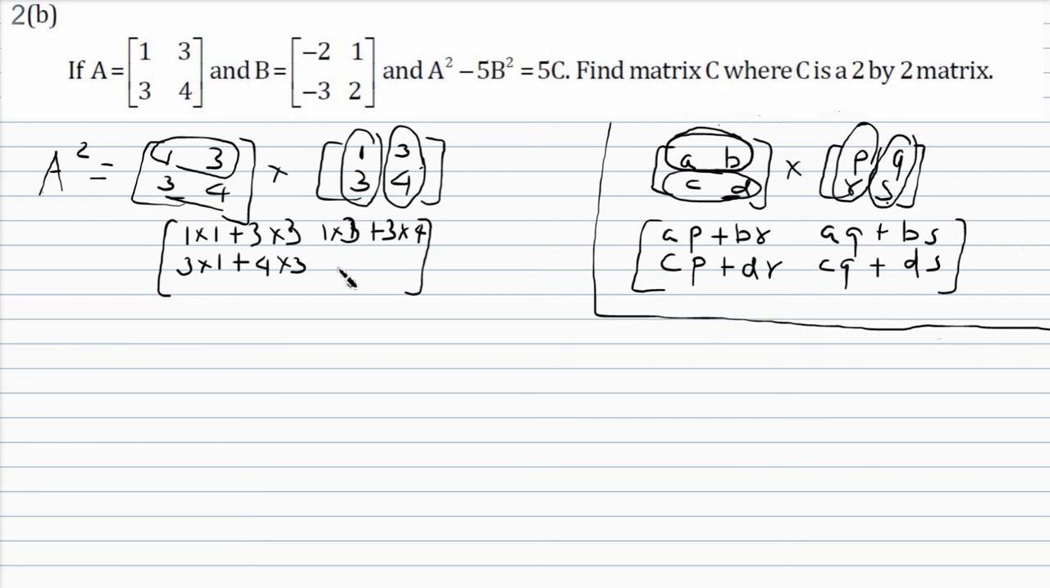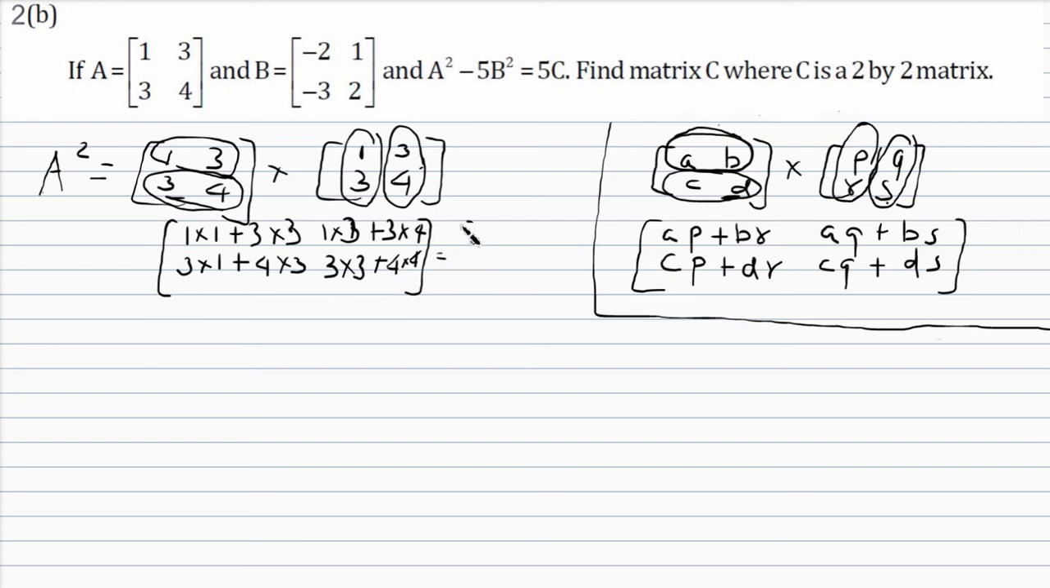Now we come to the last one, that is row 2, column 2. So again we have to take this row 2 out here and multiply into column 2. So that will be 3 into 3 plus 4 into 4.